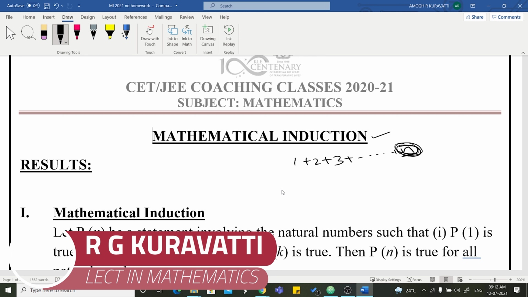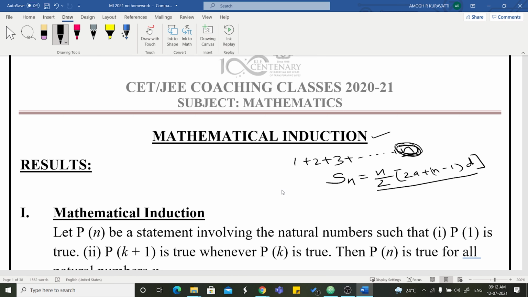Now as you know, in general the sum to n terms of an AP, denoted by Sn, is equal to, what is the formula? n by 2 into 2a plus (n minus 1) into d. This is a general value, the sum to n terms of an arithmetic progression. To prove such results, we must apply mathematical induction.